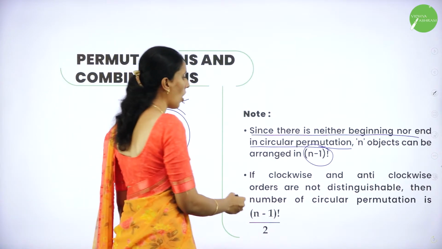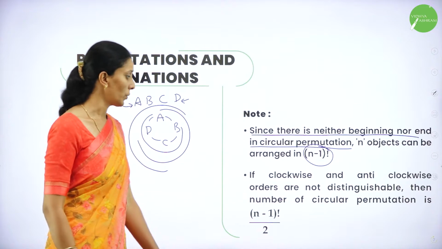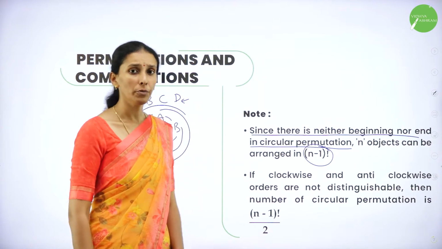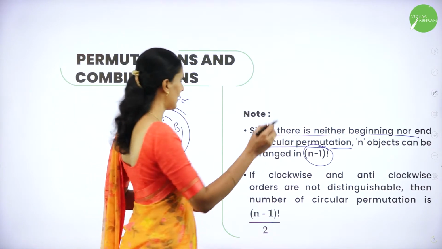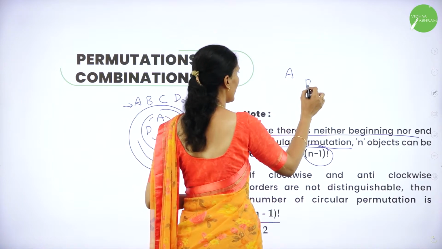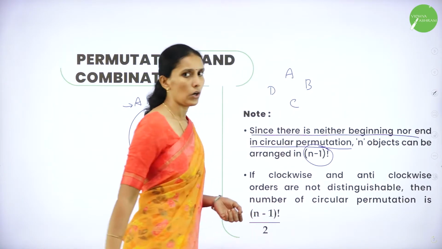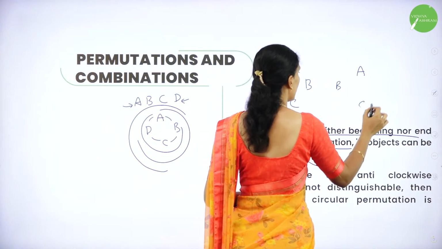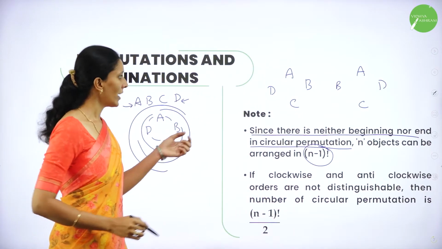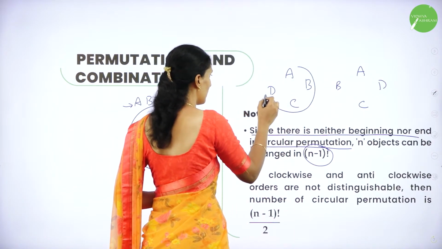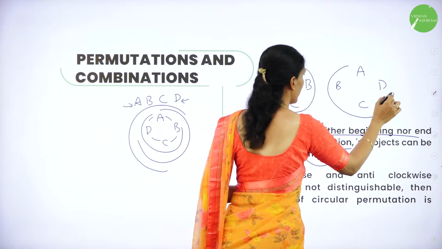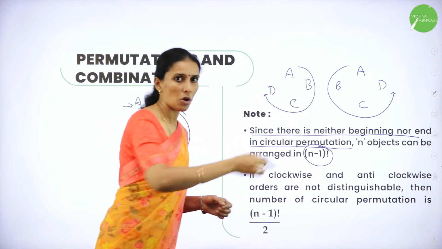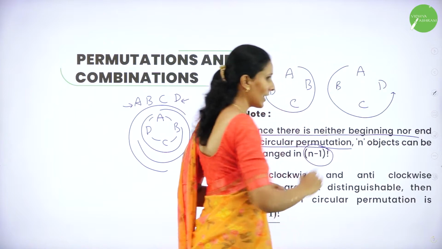Next one. If clockwise and anti-clockwise orders are not distinguishable, then the number of circular permutations is n minus 1 factorial by 2. What do you mean by this? For example, I have taken A, B, C, D, and also A, B, C, D. You can see here, this is one circular permutation, and this is one circular permutation. Suppose A, B, C, D is in the clockwise direction, and A, B, C, D is in the anti-clockwise direction.